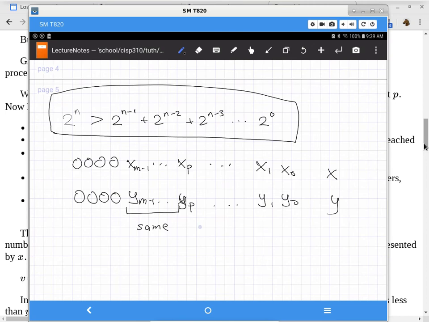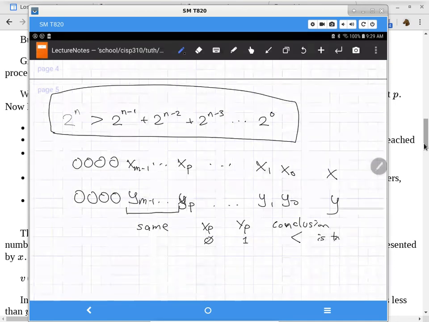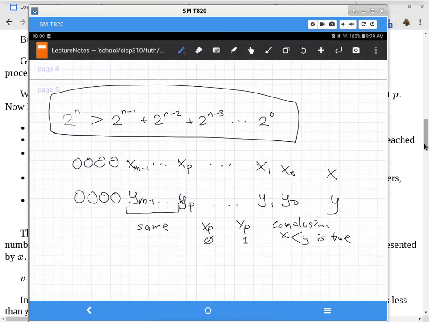The first one is, what if xp is a 0 and yp is a 1? The conclusion is that x is less than y is true. Now the question is, how do we know that? Everything to the left of xp and yp is identical between x and y. Now suddenly xp is a 0 and yp is a 1. How can I conclude that x is less than y?